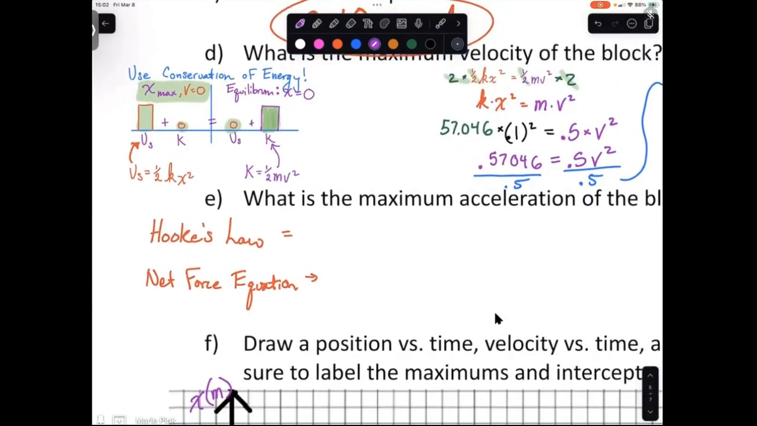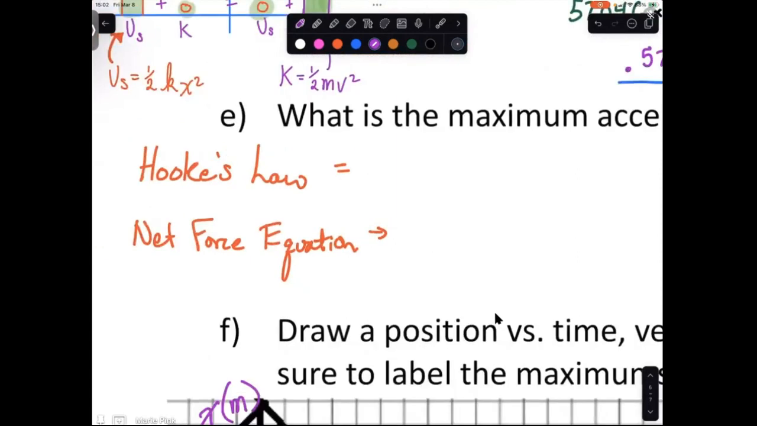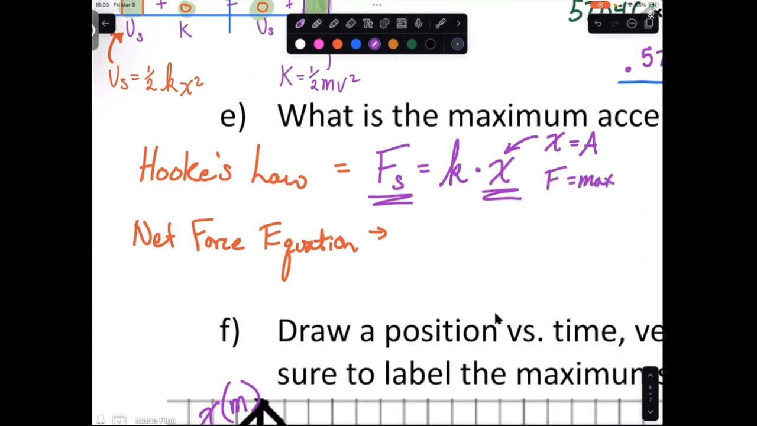So there's two things I need to remember. One is Hooke's law. Hooke's law is that the force from a spring is equal to k, or your spring constant, times the distance you've stretched it. So again, thinking about where our maximums are, wherever you have stretched it the farthest, that's where you're going to have the biggest force. Well, that's going to be when x is at its amplitude. That's where our force will be at its maximum. And when that force is at our maximum, that means that our acceleration will also be at its maximum.